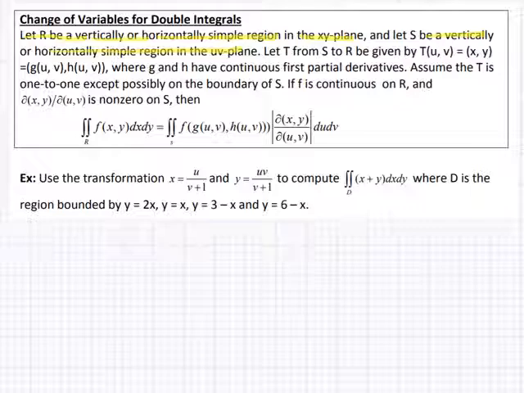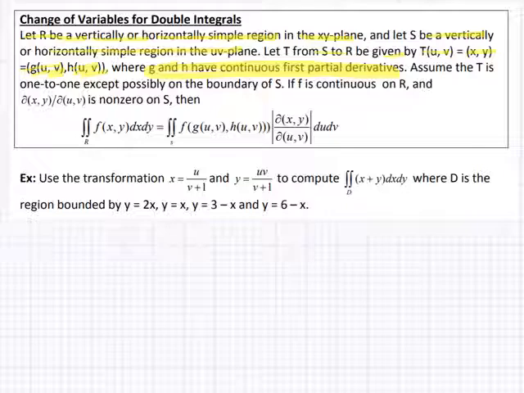This also says let T from S to R be given as T(u,v) equals (x,y), where x is a function of u and v, and y is a function of u and v. This is basically just saying that there is some substitution we can make where x becomes a function of u and v, and y becomes a function of u and v. So there's this transformation we can make from x and y to u and v. And g and h have continuous first partial derivatives. We need that because we need that for the Jacobian.